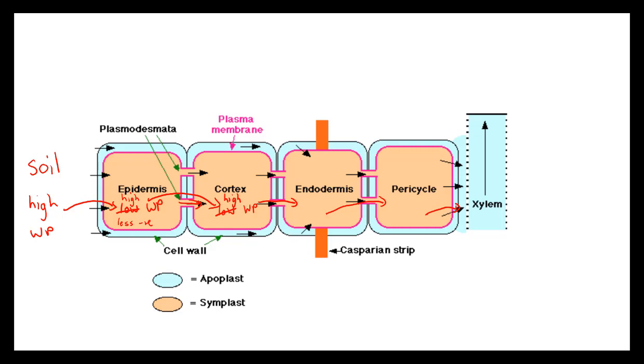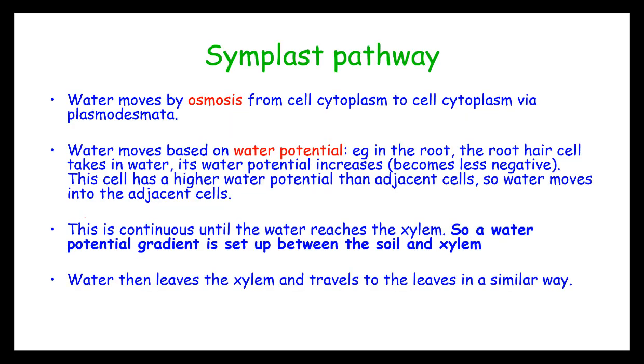But this is what I mean by setting up a water potential gradient. Here is where we have the highest water potential. Here is where we have the lowest water potential. So we've set up a gradient the whole way from there to there, which is what I mean by this point.